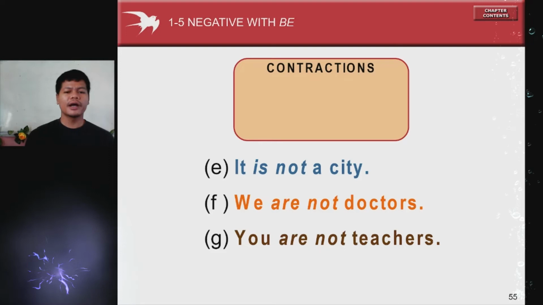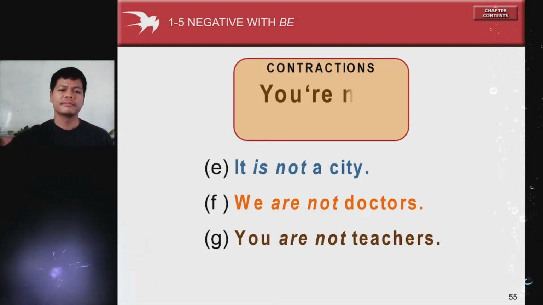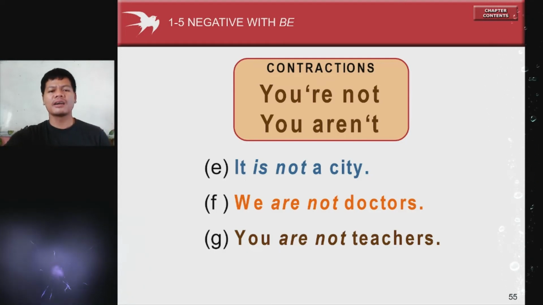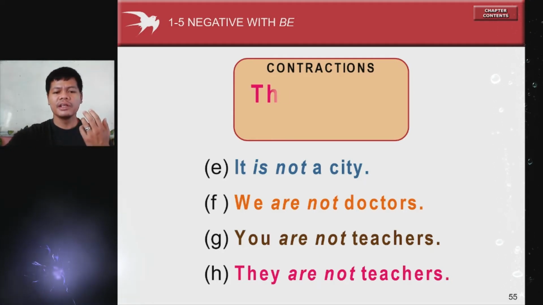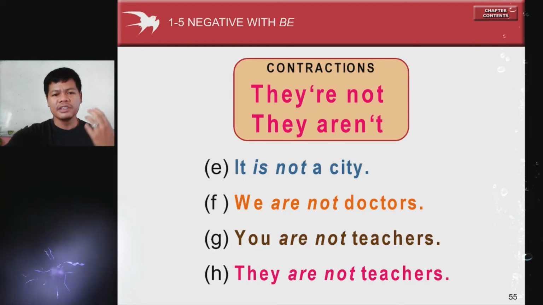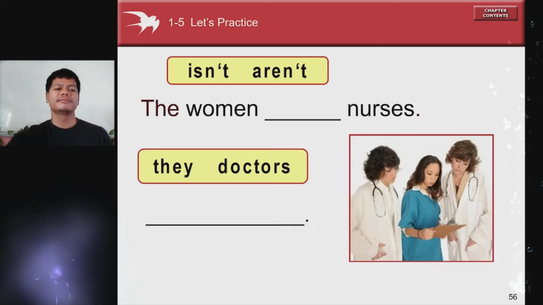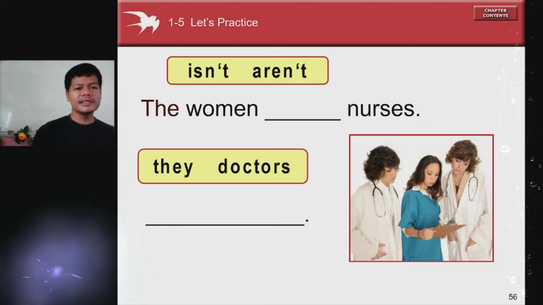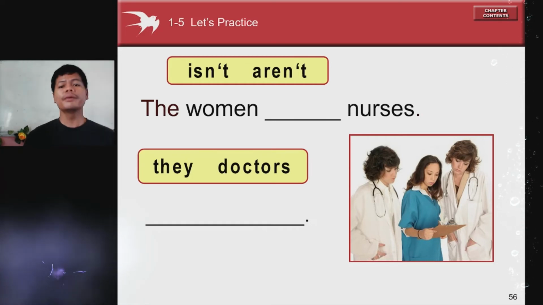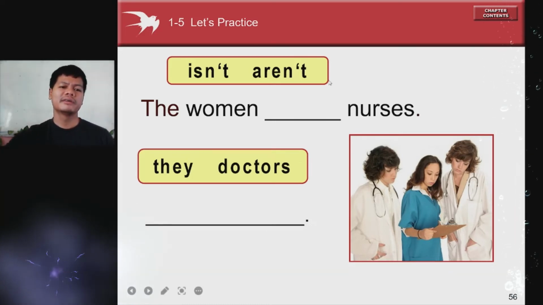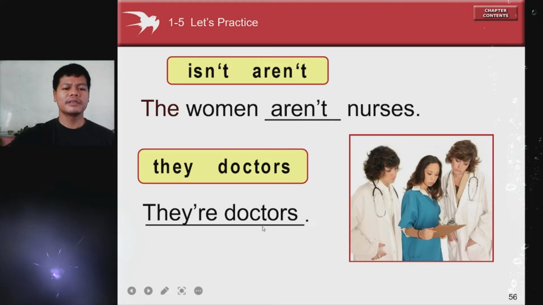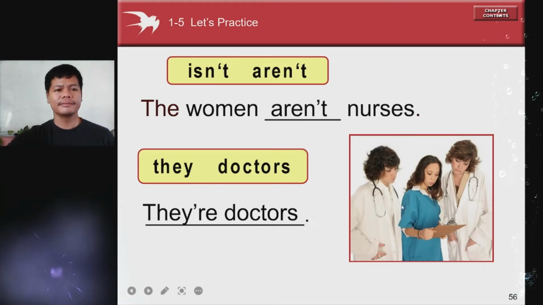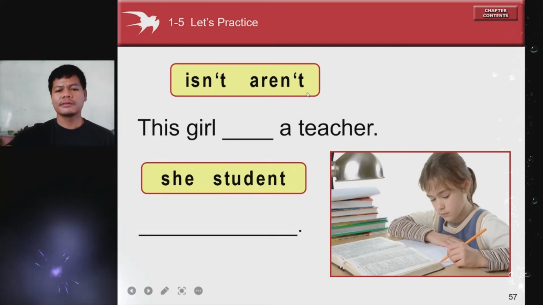Okay, it is not a city. We are not doctors. You are not teachers. You are not your aunt. Okay, they are not teachers. They are not. Okay, let's practice. "Isn't" or "aren't"? The woman, or many women? Use "aren't". They are not daughters. Okay. Isn't or aren't? This girl isn't a teacher.